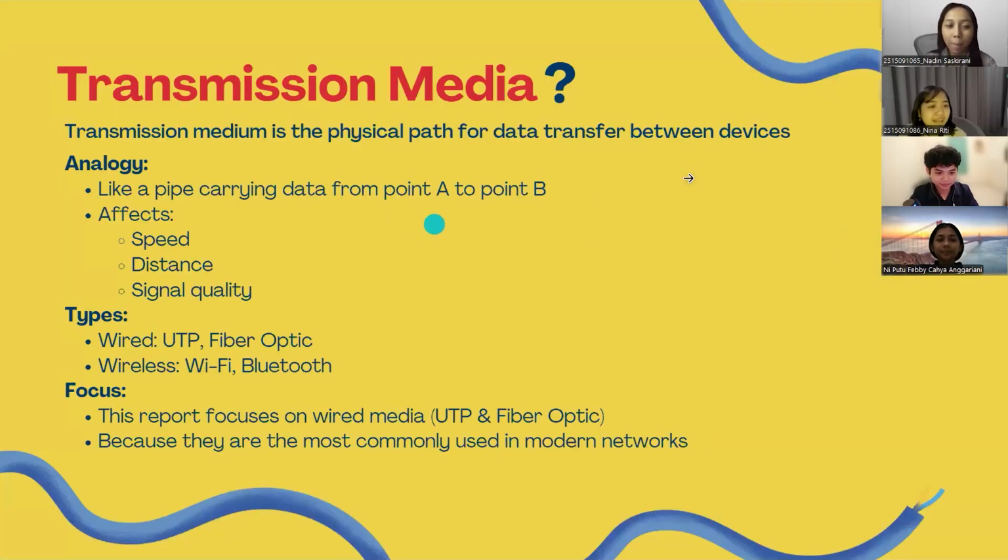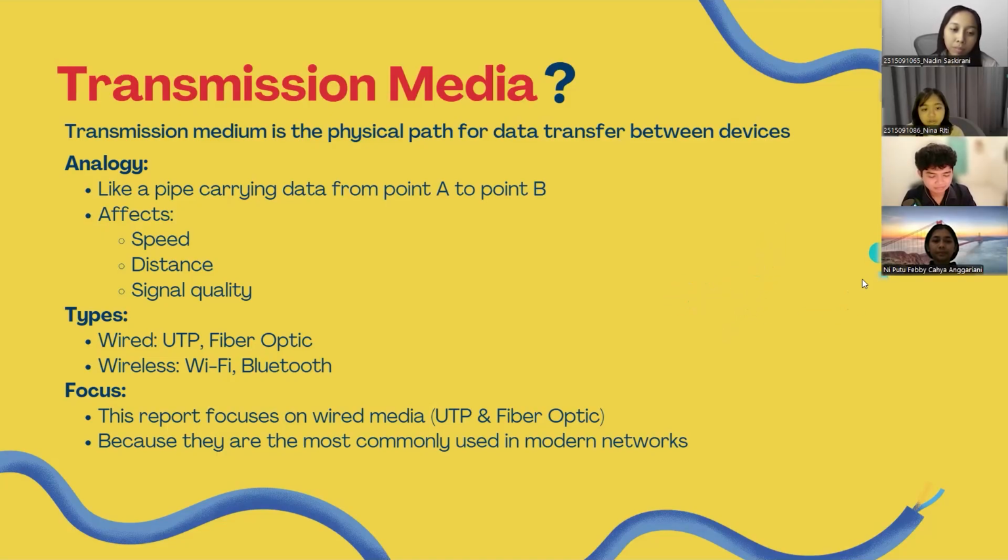Okay, thank you. And next, what is transmission media? Transmission media is the physical part of our data transfer between devices. The analogy is like a pipe carrying data from point A to point B. It affects the speed, distance, and signal quality. There are two types of transmission media, which are wired and wireless. Wired are UTP and fiber optic, and examples of wireless are Wi-Fi and Bluetooth.